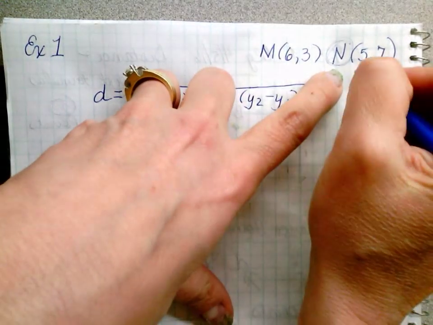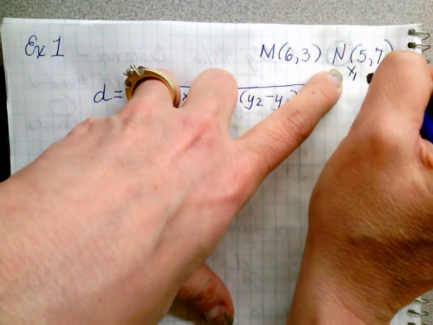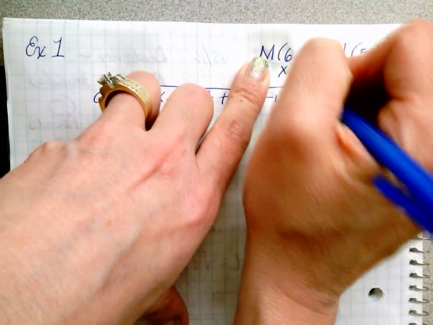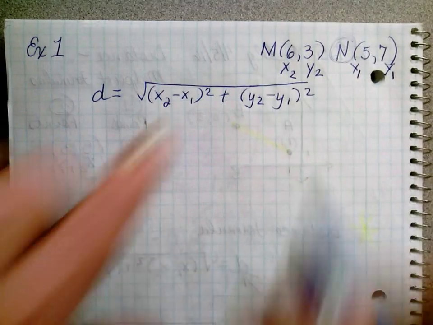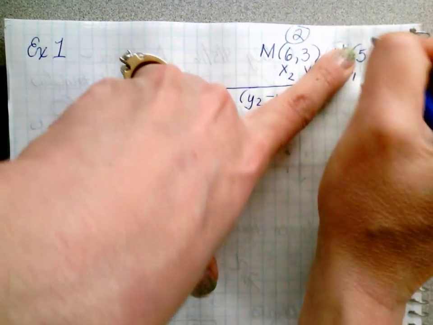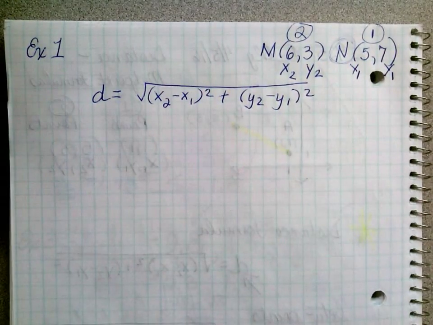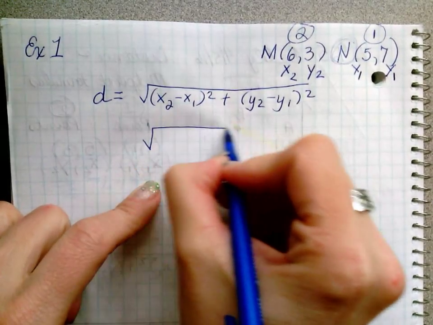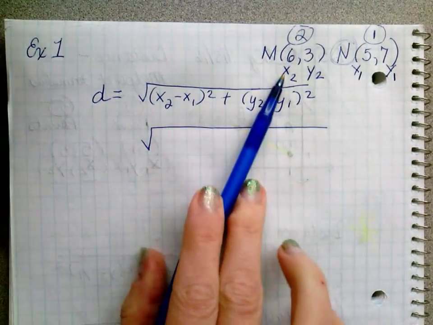Let's flip it around and see if we get the same answer. Okay, so we're going to call this x1 and that y1, and this x2 and that y2. Okay, so this is the second point, this is the first point. I am showing you this so that you see that it doesn't matter which point you name as the first or the second.